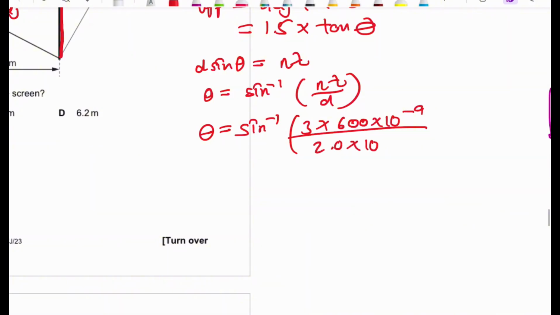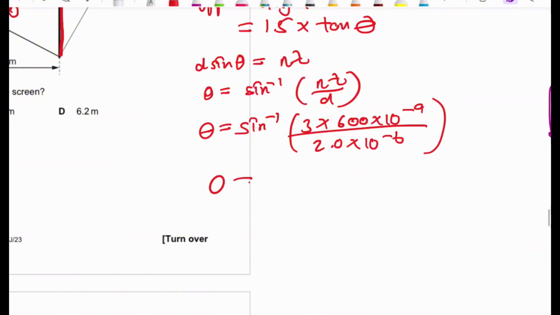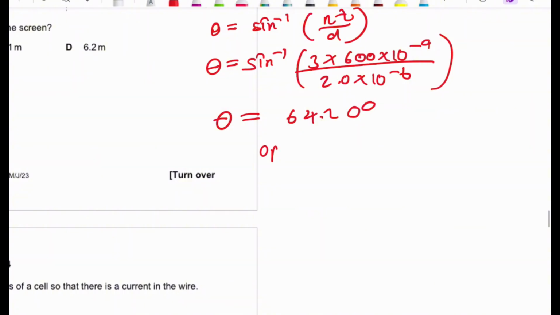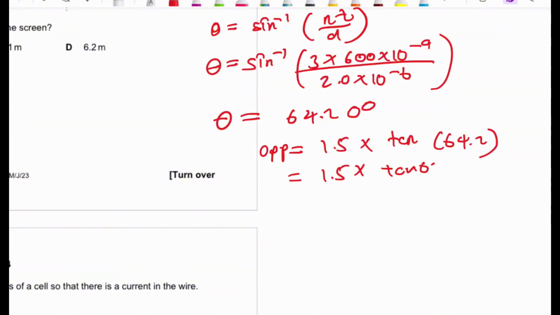2.0 times 10 to the power of negative 6. So the value of theta, therefore, has to be approximately 64.20 degrees, right? Once you have the value of theta, we then say the opposite would therefore be 1.5 multiplied by tan of 64.2. That's going to give you about 3.1, right?